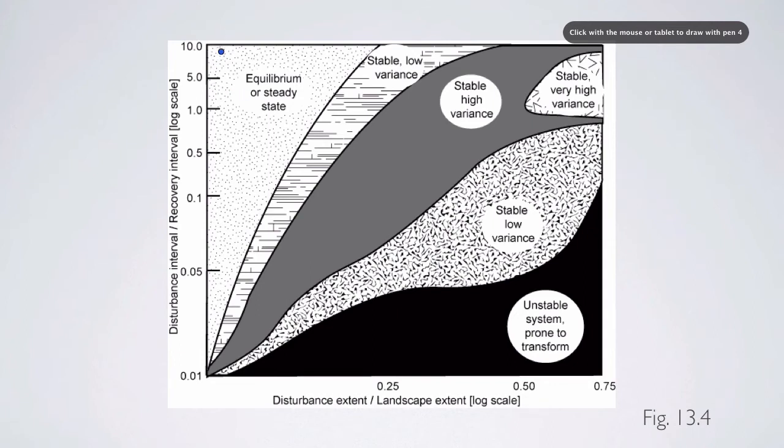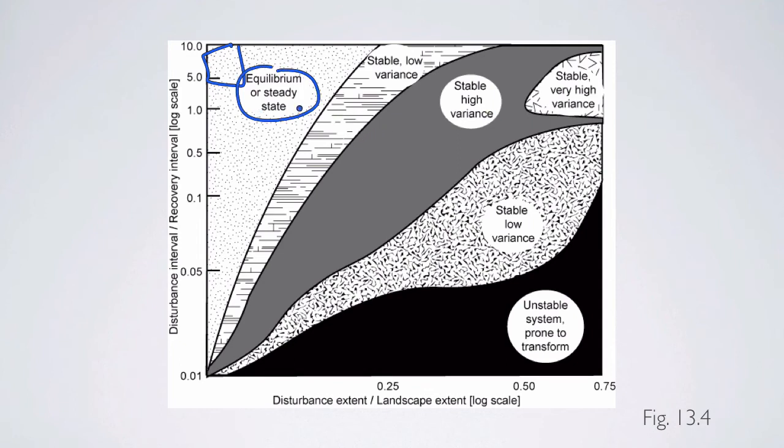If we take a look at a small disturbance in this corner of the graph that doesn't happen too frequently relative to the rate of recovery, that really generates a system that's still going to be in equilibrium or steady state. It doesn't have a large impact. A small proportion of the area is going to be affected and it recovers relatively quickly. On the other hand, if you have a disturbance that impacts a large proportion of the landscape, and that happens pretty frequently, those systems become relatively unstable, and it's going to transform the system from its initial state.